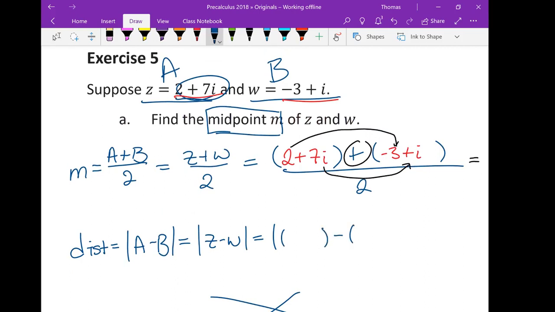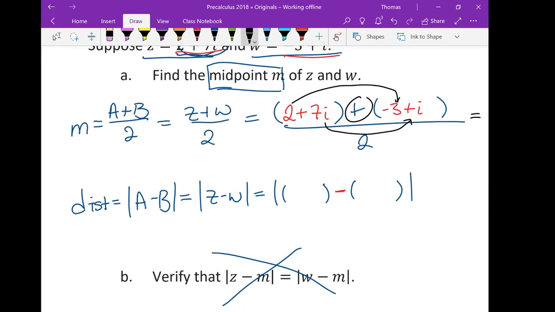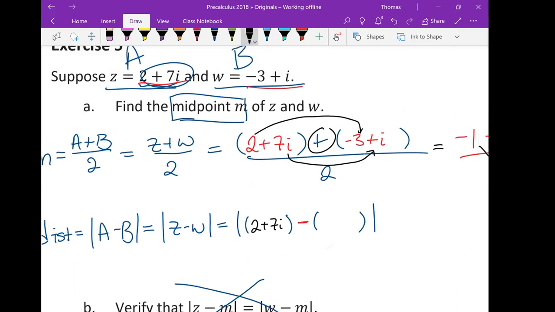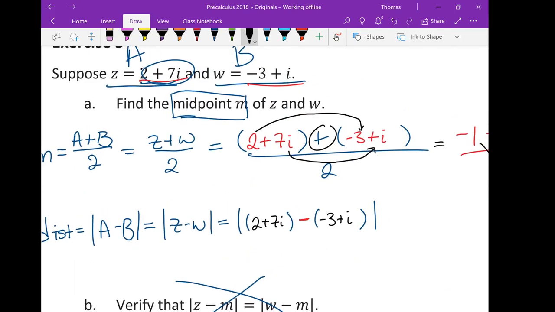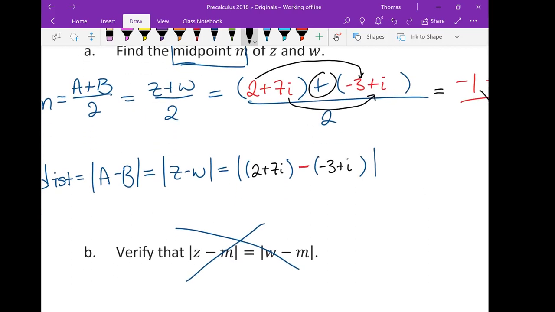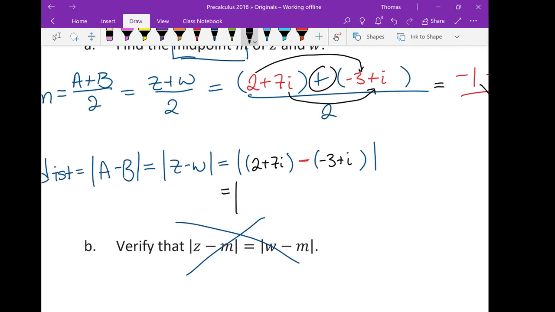Again, it's really important to leave spaces with parentheses because here we have a negative right in the middle, and we're going to have to make sure we're subtracting both the real and complex parts of w, so we need those parentheses. z is 2 plus 7i, and then w is negative 3 plus i. I'm going to rewrite this right below. Again, when we're subtracting, we've got to subtract both the negative 3 and the positive i. So I like to rewrite these with the parentheses off now that we've taken care of the negative. Negative 3 is going to be positive 3, and then negative positive i is negative i.